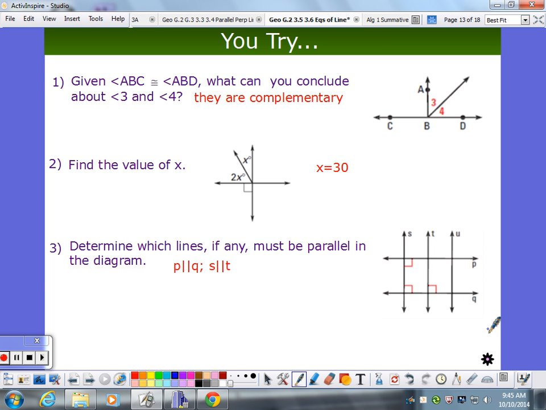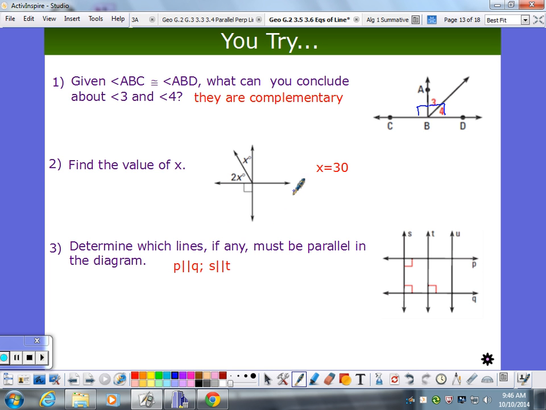And let's see if we have any questions on that. If ABC and ABD are congruent, I can see that they're a linear pair, so by our new little theorem, the two lines intersect to form a linear pair of congruent angles, and the lines are perpendicular. So if they're perpendicular, then these are both 90-degree angles. These two angles are adding up to 90, so they must be complementary.